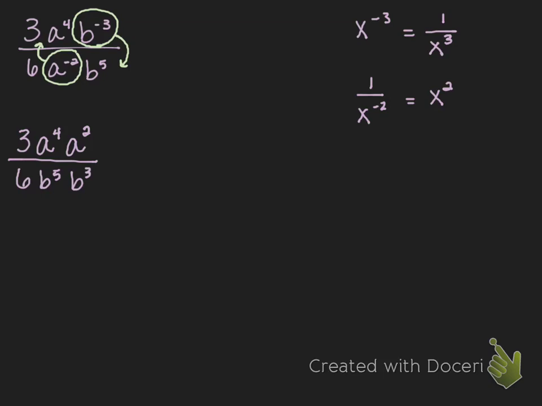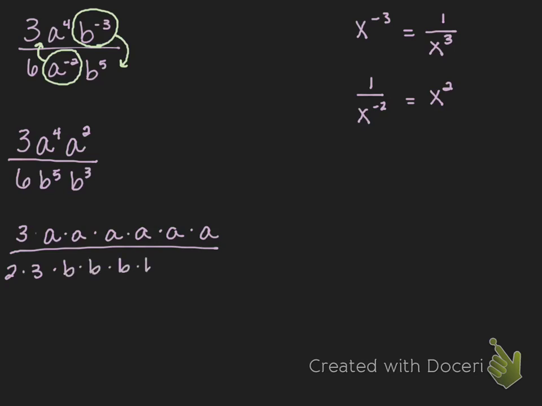In order to simplify this, we will want to fully expand all of our terms and see if there are any giant ones that we can cancel out. So for our numerator, we have 3 times a times a times a times a times a times a, all over 6, which can be broken up into 2 times 3, times 5 b's times 3 b's. Now we want to look for any giant ones to cancel out, and we only have one giant one, which are the 2 3's that can cancel out.